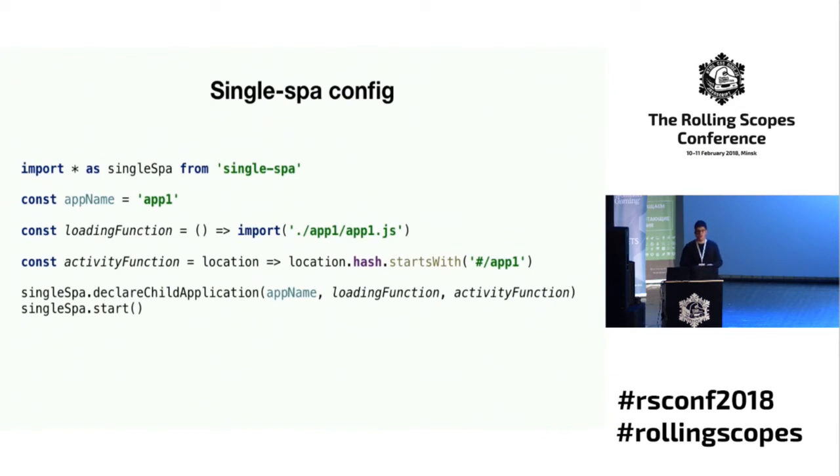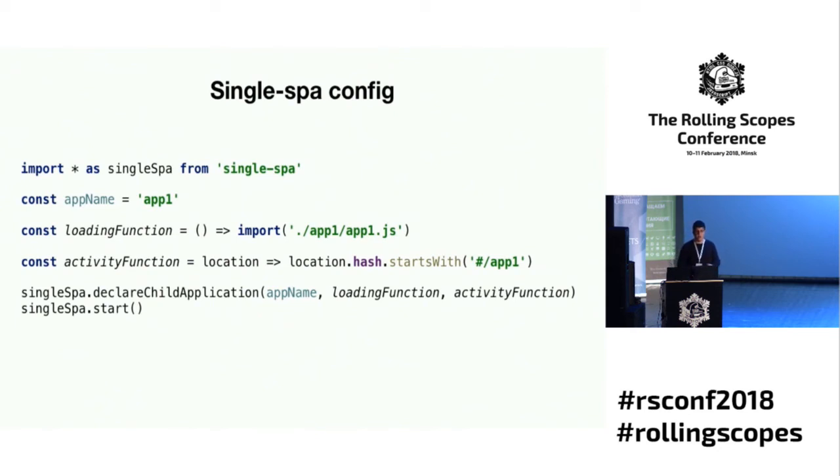So this is how it looks. The main application in single spa is called single spa config. That's always running at the top, and that app is calling other services. So we are importing the single spa. We have a couple of those functions here, and at the end we call single spa start.